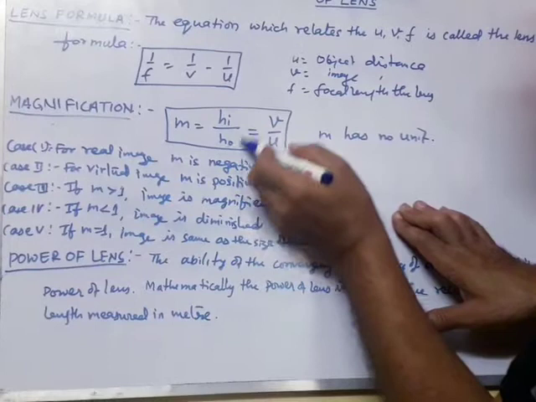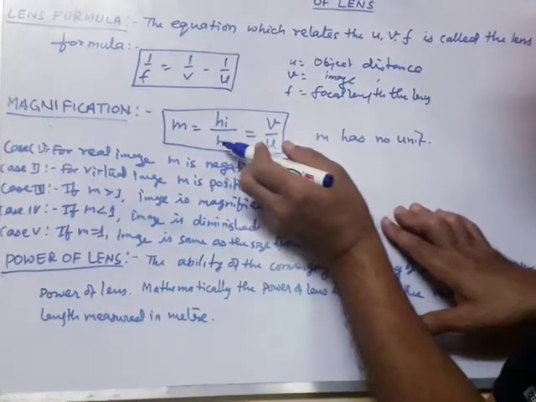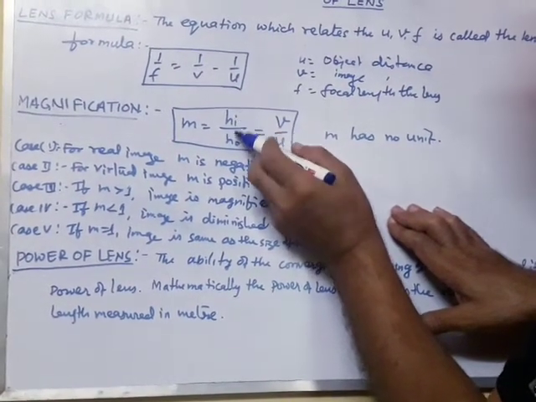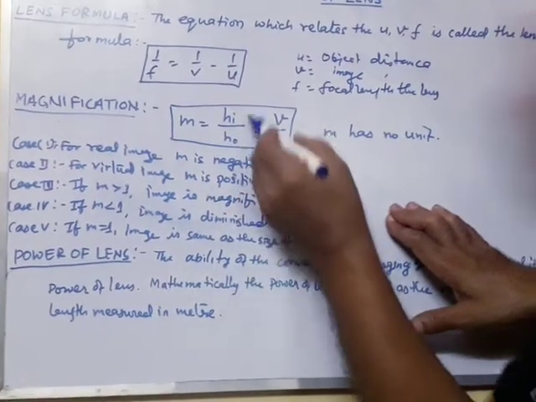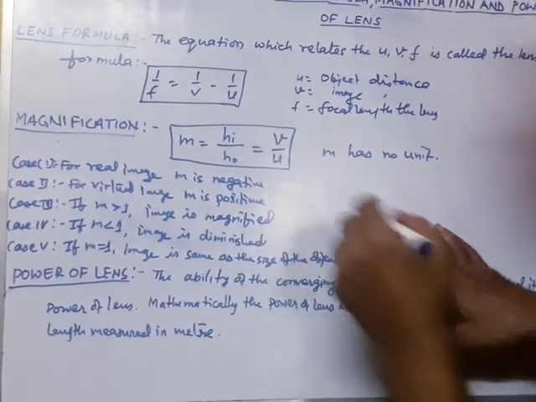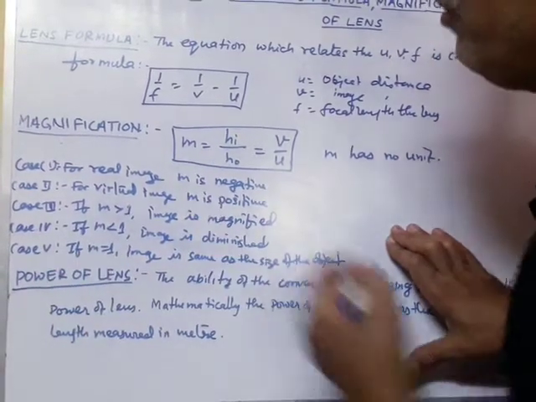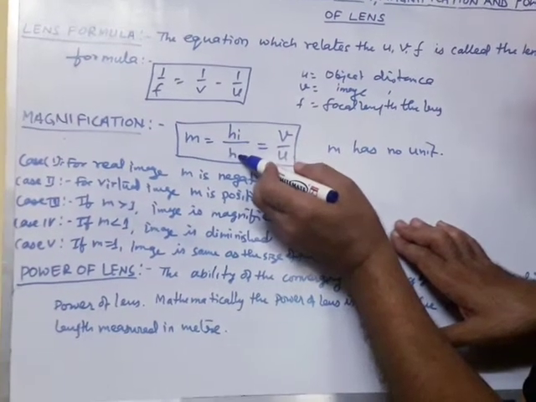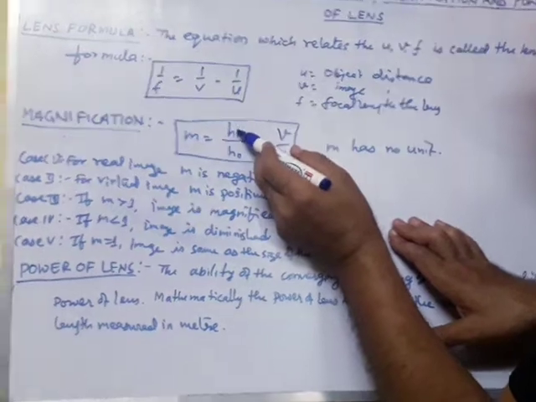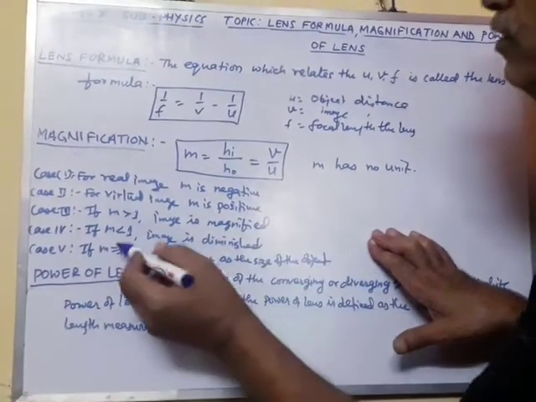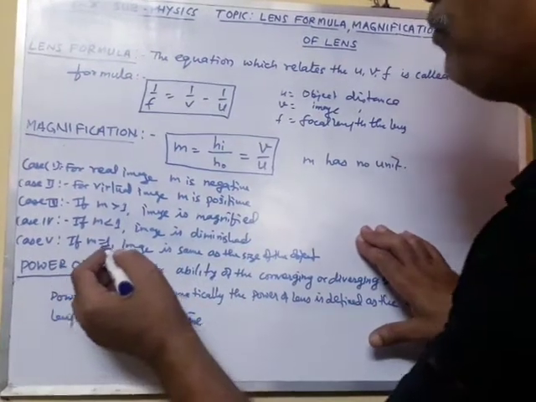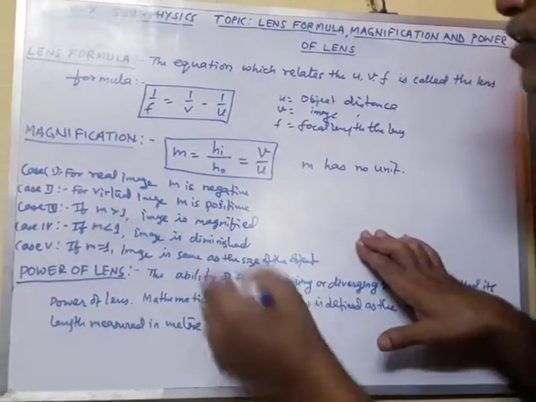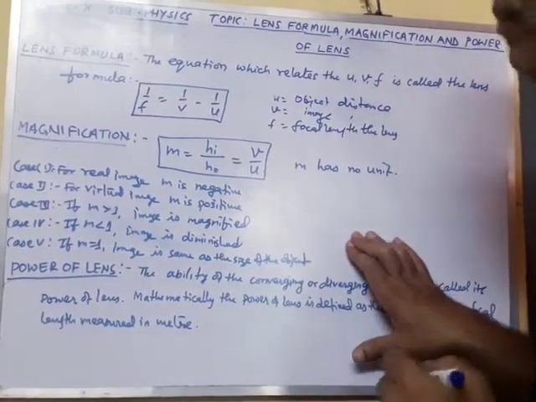In which case is m greater than 1? M is greater than 1 if hi is greater than ho, meaning the height of the image is greater than the height of the object. Then in that case the image is magnified. Next, if m is less than 1. When is m less than 1? If hi is less than ho, meaning the height of the image is smaller than the height of the object, then the image is diminished. And if m is equal to 1, then the image size is the same as the size of the object, meaning image height and object height are the same.